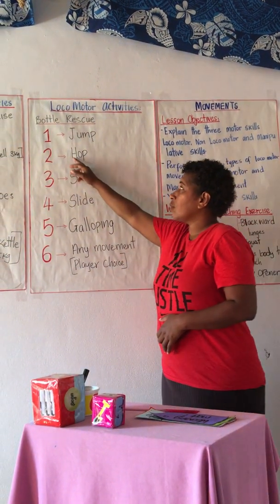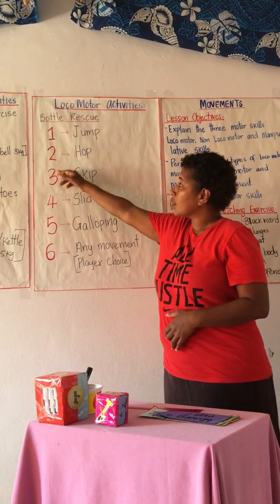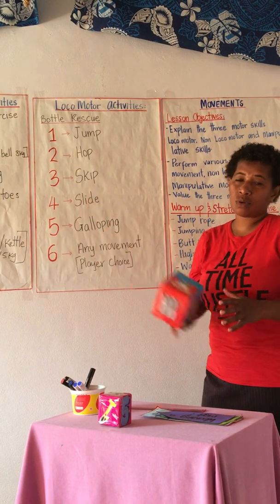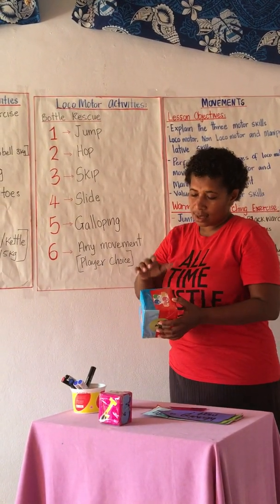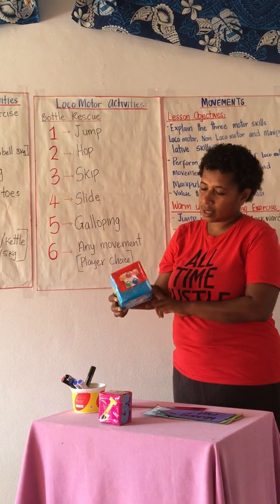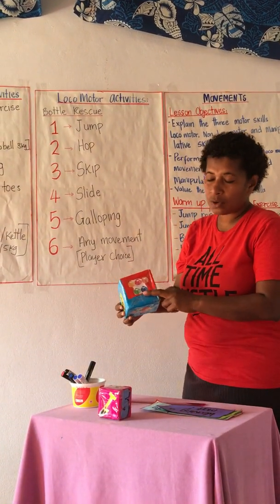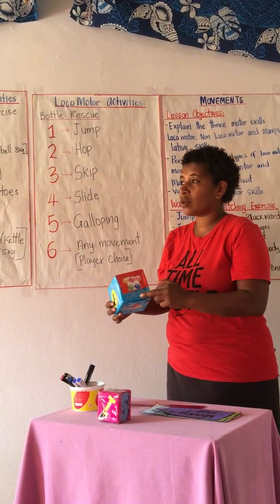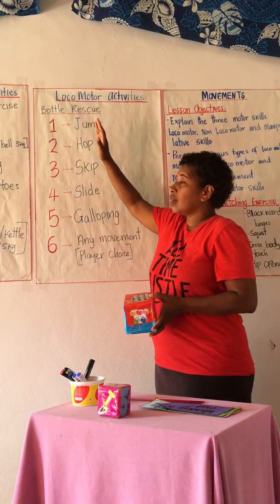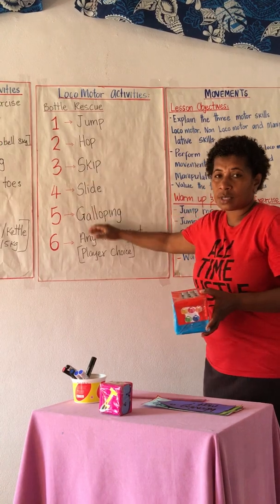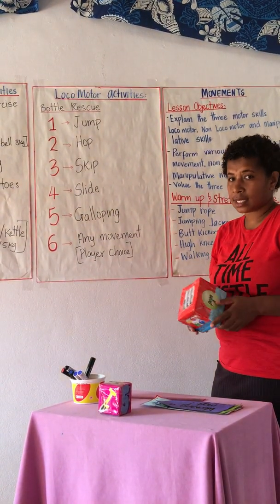For number 1, they are going to toss using this box. This box contains equipment. For example, in this equipment, they have 5 cones. They are going to count the number of equipment, and then the numbers will tell them which action to follow, out of those 6 numbers.